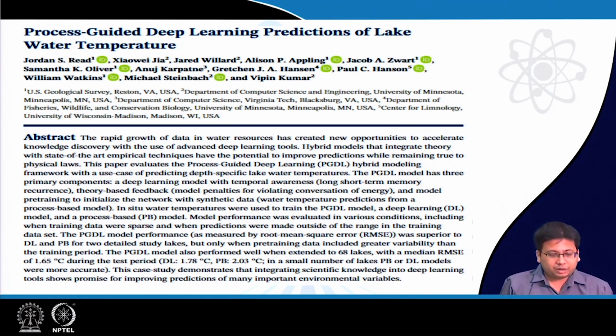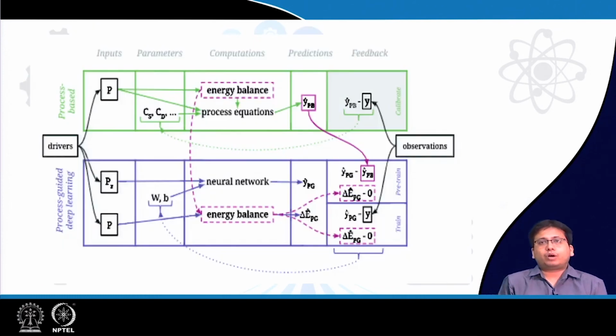The PGDL model performance was superior to the DL and PB for two detailed study lakes, but only when pre-trained data included greater variability than the training period. The PGDL model also performed well when extended to 68 lakes, with a median RMSE of 1.65 degrees Celsius. So, as I said earlier, the aim is to develop the model for one lake and then use it for multiple lakes. So, this is a rough scheme of the model.